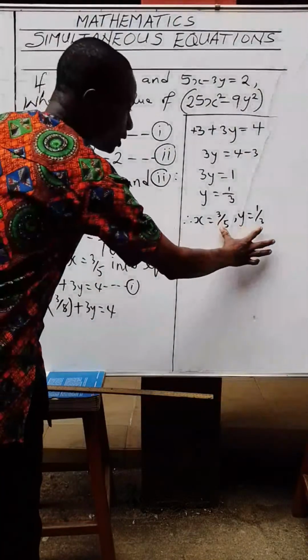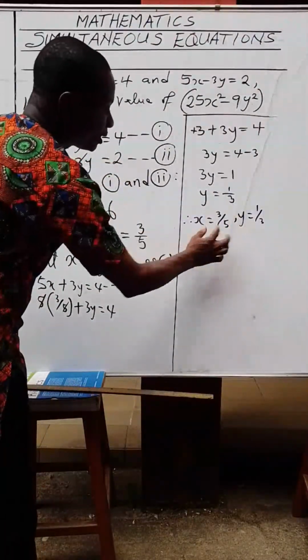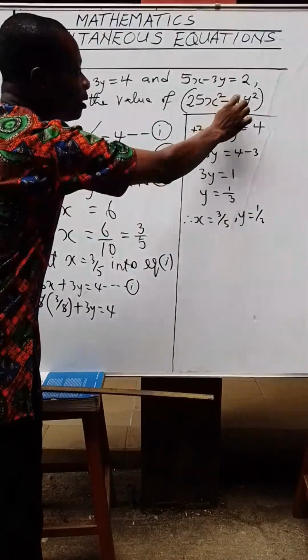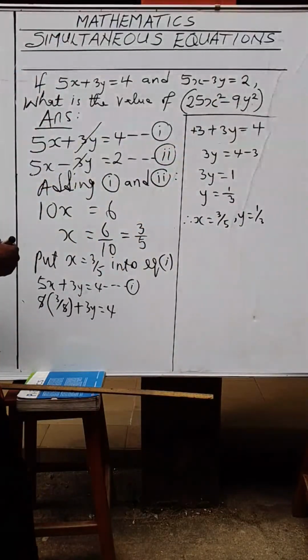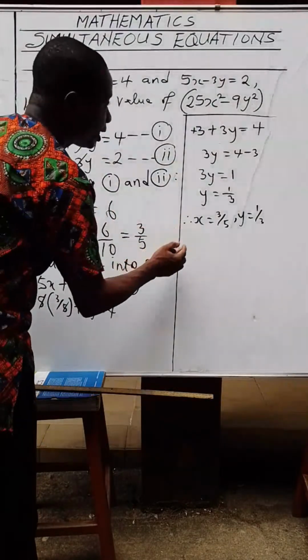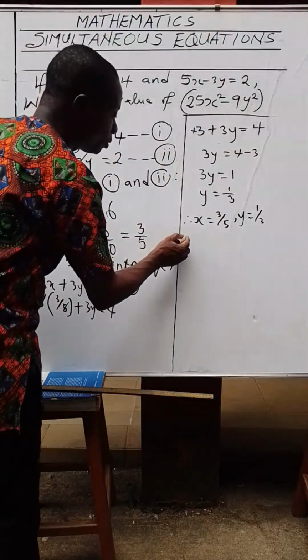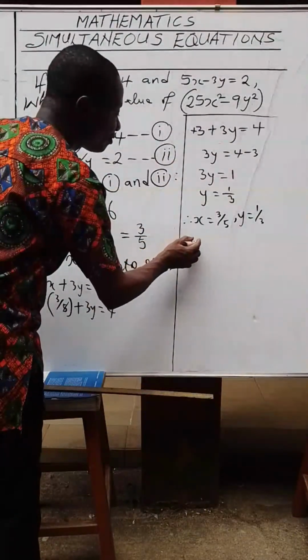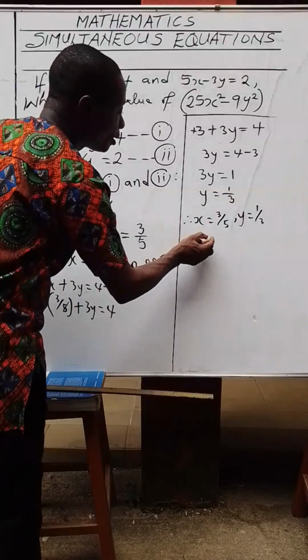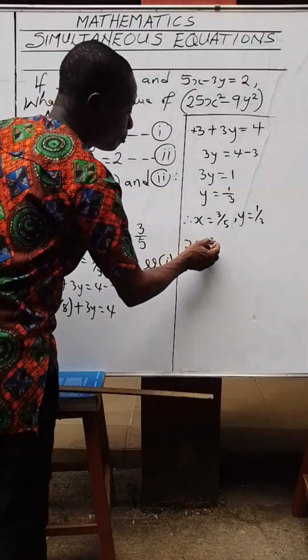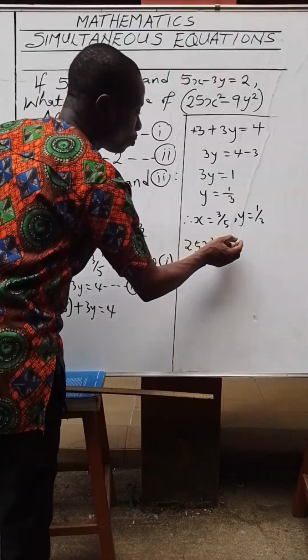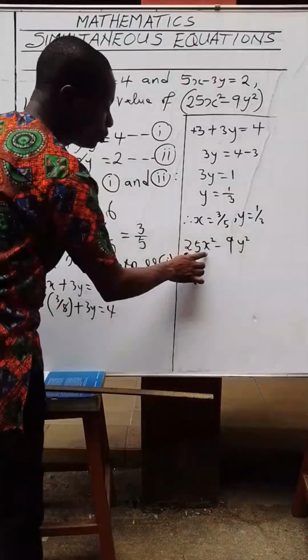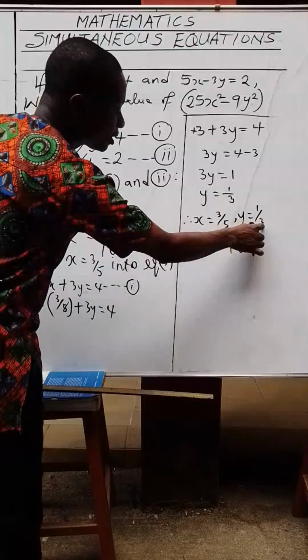You just have to understand that by substitution, we can take x and y and put them here, then get our final answer. So now let's look at what we are substituting into. Okay, we are substituting into 25x squared, then minus 9y squared. Now let's substitute for x and y. Look at x and this is y.